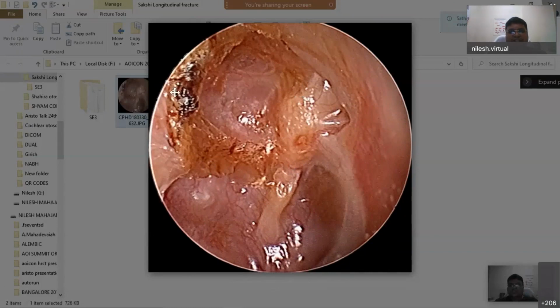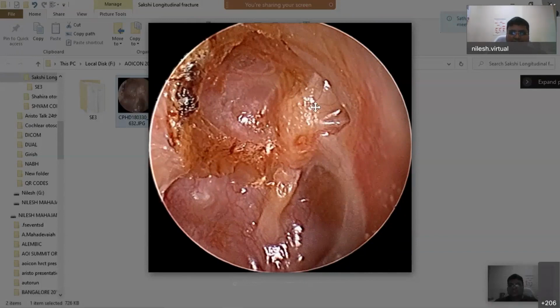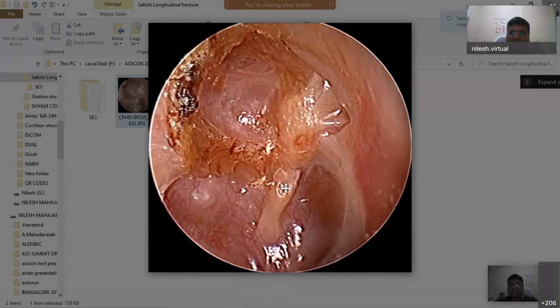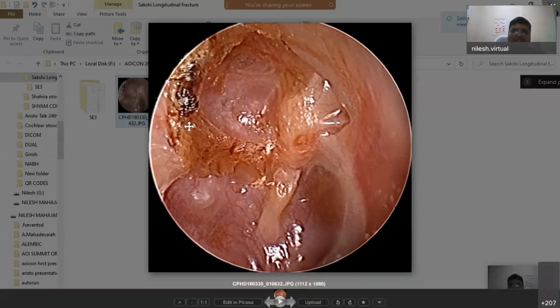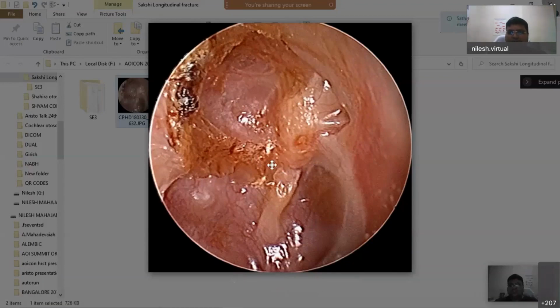And where is the incus? The incus is not in place. The incus is displaced in this case. So there is a fracture between the neck and handle of the malleus, and the incus is displaced. You are knowing this finding even on otoendoscopy.